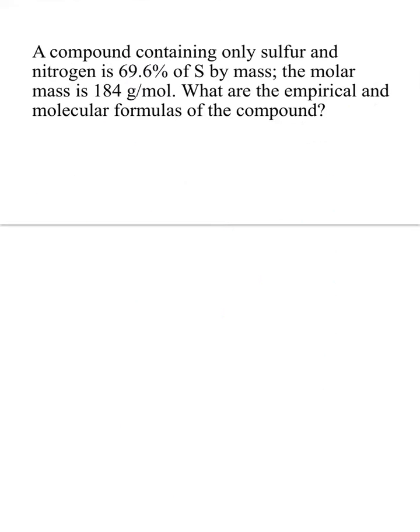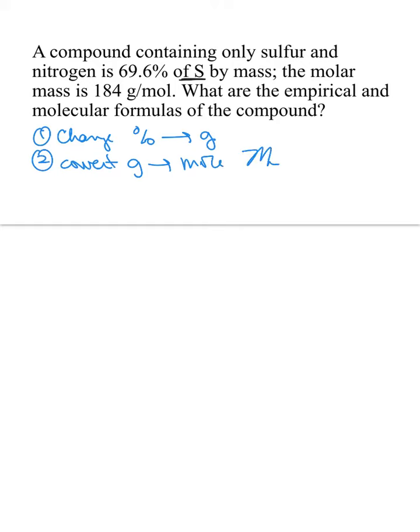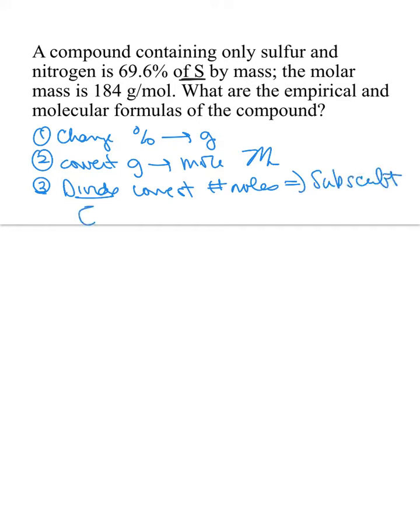Okay, going to the next. We have a compound containing only sulfur and nitrogen, and it's 69.6% of sulfur by mass. So what you want to do here, if you remember, 1, we change percent to gram, and then we're going to convert gram to mole using the molar mass, and then we're going to divide by the lowest number of moles to get your subscript. So let's do that first, and that's going to give us our empirical formula.